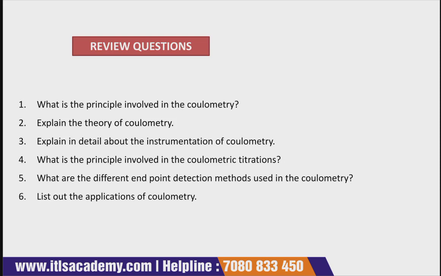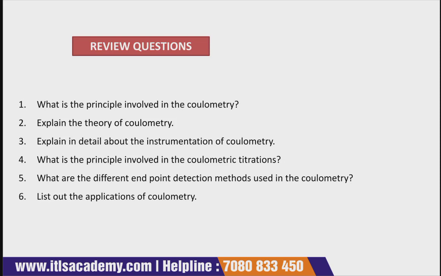So the first question is, what is the principle that is involved in the colorimetry? So again I am just telling you that the basic principle of colorimetry involves passing of a known electrical charge through a solution which contains the analyte. So the analyte is the substance that is to be measured. It can either be a reactant or a product. So that is present in an analyte electrolytic solution reaction.